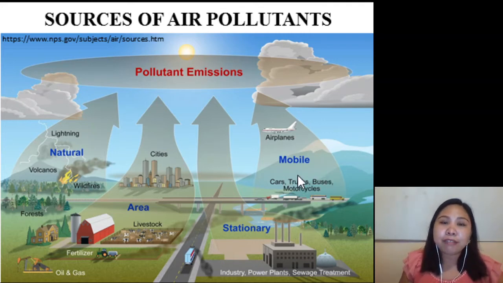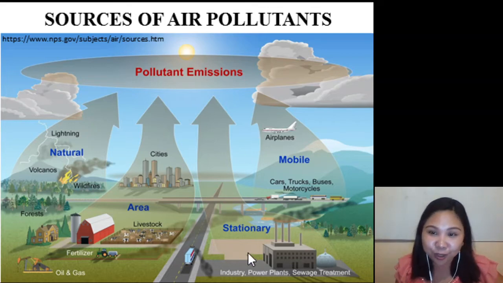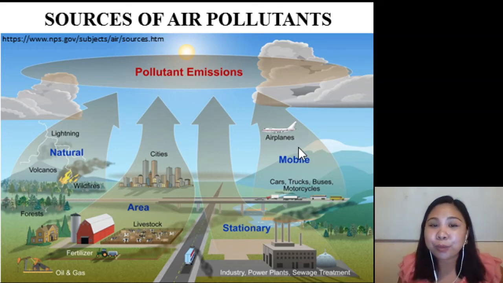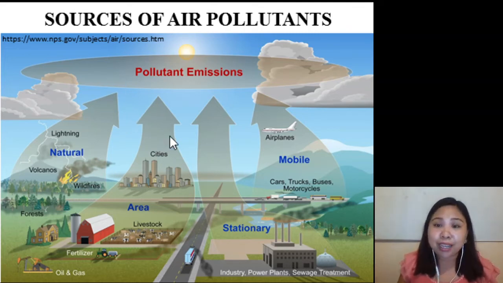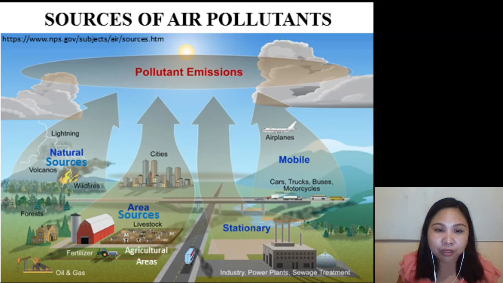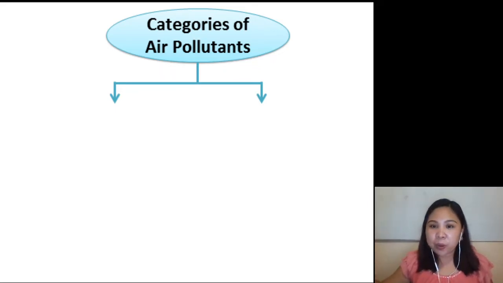We also categorize the mobile sources of pollutants. Because they are mobile, meaning they move, they are not stationary. These include airplanes, cars, trucks, and buses, our modes of transportation. Those are sources of air pollutants. The emissions from these sources are categorized into two categories of air pollutants. So there are different sources, but the pollutants are categorized.